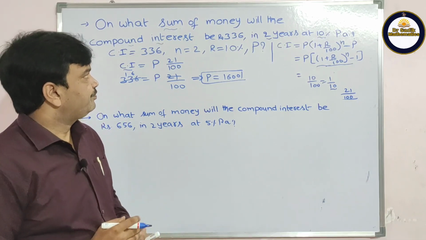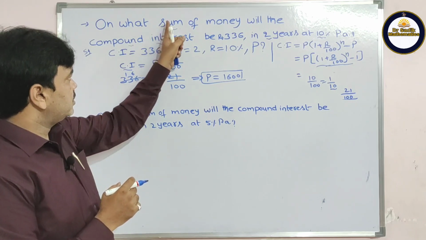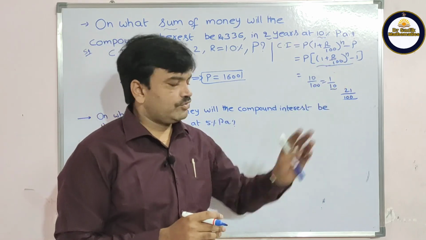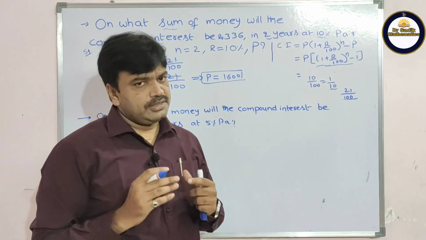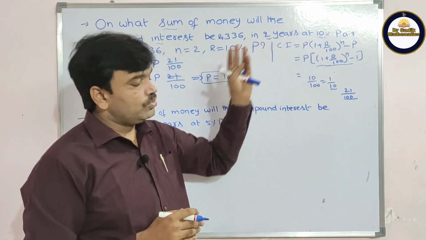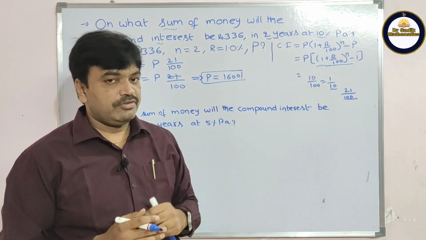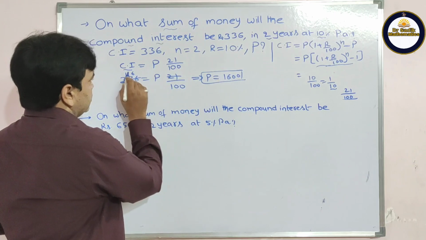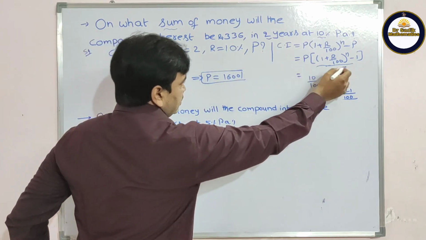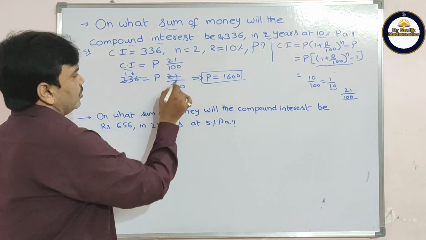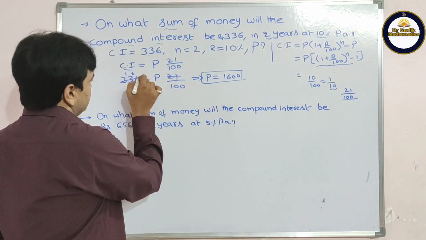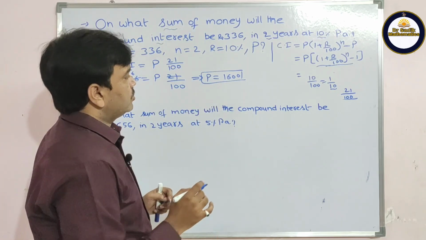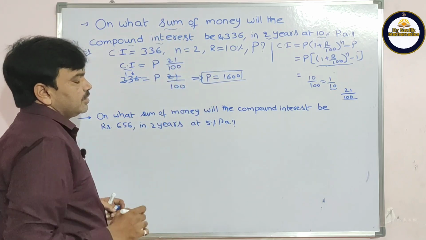Once again, friends, we know the relation between compound interest and sum P: compound interest is equal to P into (1 plus R by 100) whole power n, minus 1. This part we can find easily, friends, by observing 10%, 2 years. You can see the table, friends. The value is 21 by 100. So compound interest is equal to P into 21 by 100. In 336, 21 goes 16 times, friends. So cross multiplying we get P is equal to 1600. So principal or sum is 1600.